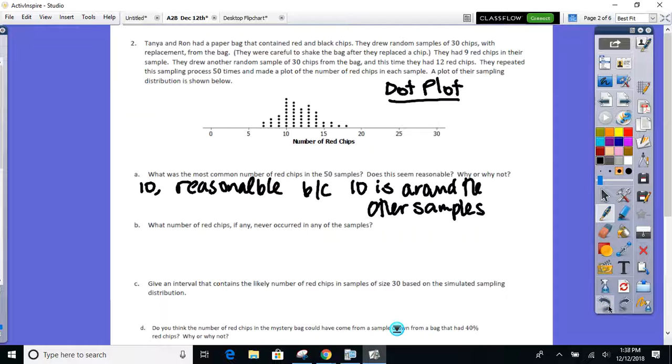All right, speaking of odd occurrences, what numbers never occurred? What number of red chips never occurred in the sample? 0 to 5. Wait, hold on. 0, it can go more than 5, right? That's 9, 8, 7, 0 to 6. What else never occurred? What do we got here? 16, 17, 18. So 19 to 30.